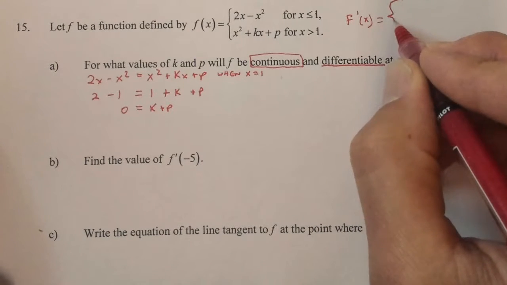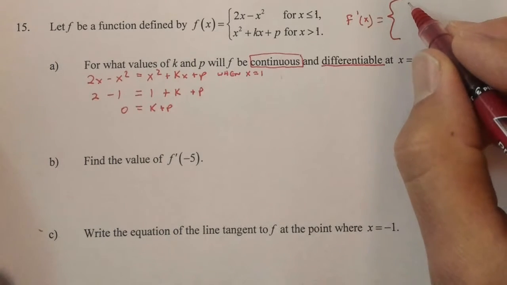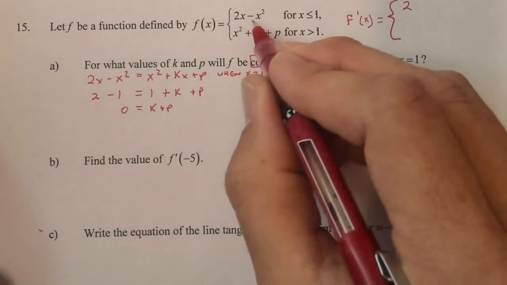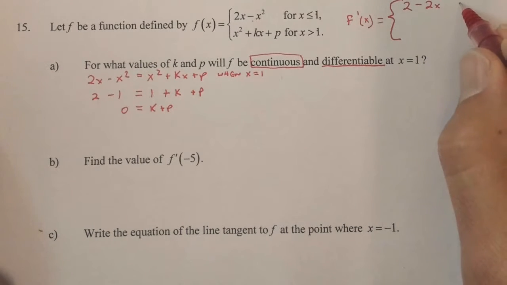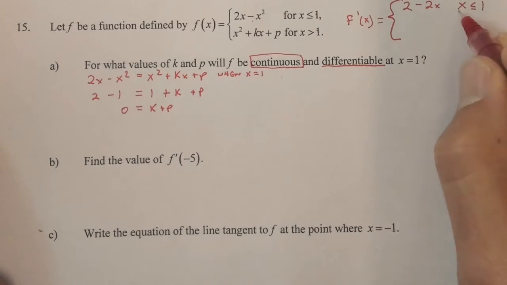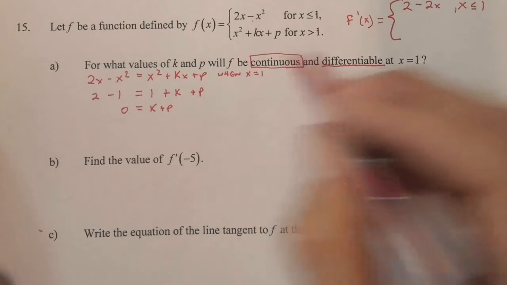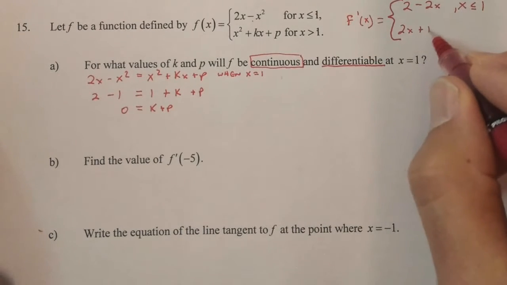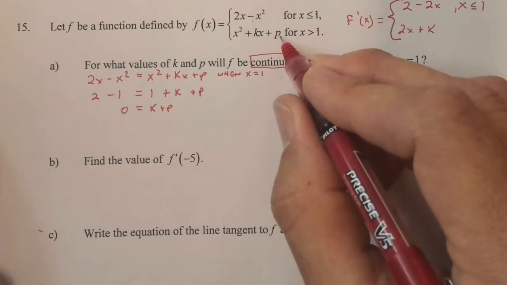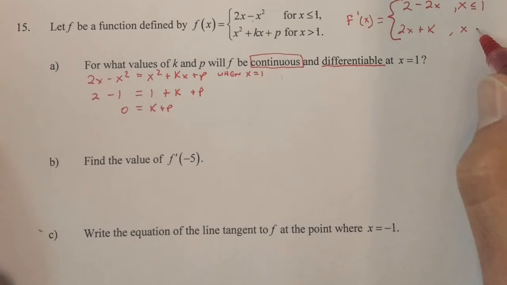We know that to derive a piecewise defined function, we just derive both, or all parts rather. So 2x minus x squared derives to 2 minus 2x, and we keep our condition. This is true when x is less than or equal to 1. And then we take the derivative of our bottom part, x squared derives to 2x, k times x derives to k, and p is a constant, so it derives to 0, and this is valid when x is greater than 1.